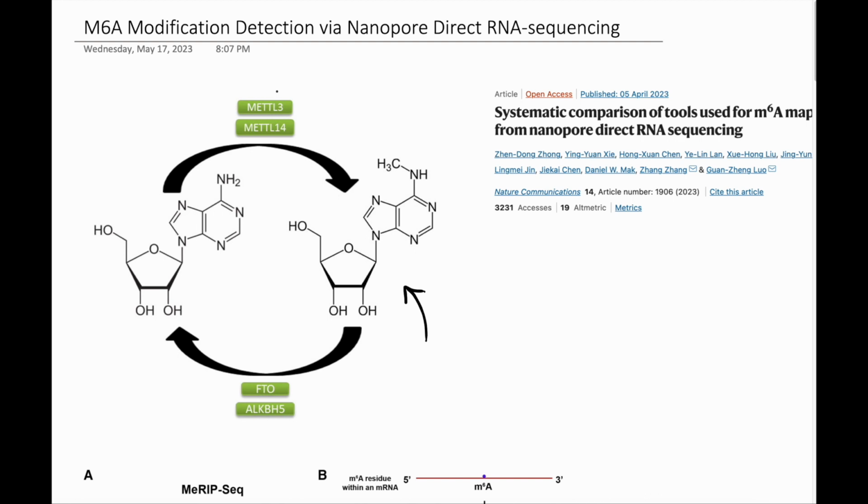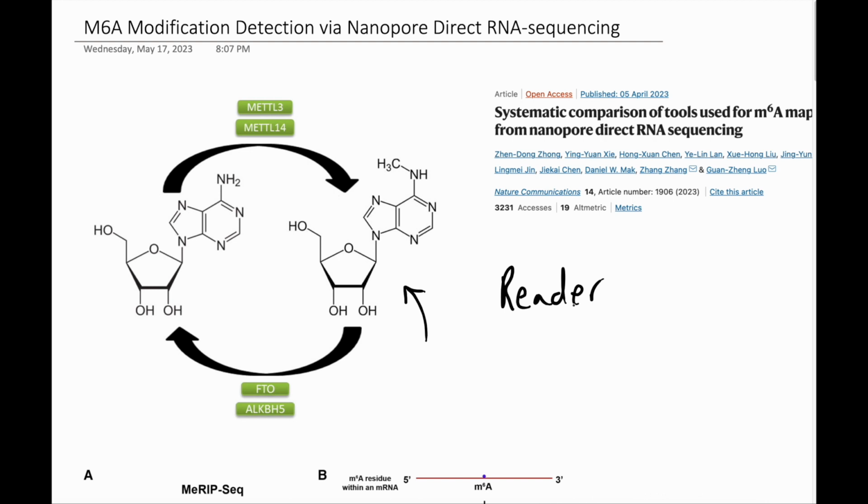m6A modifications are important because they interact with the proteome through something called a reader protein. An example of a reader protein is the HNRNP protein. These readers can then mediate RNA metabolic processes such as mRNA export and decay.